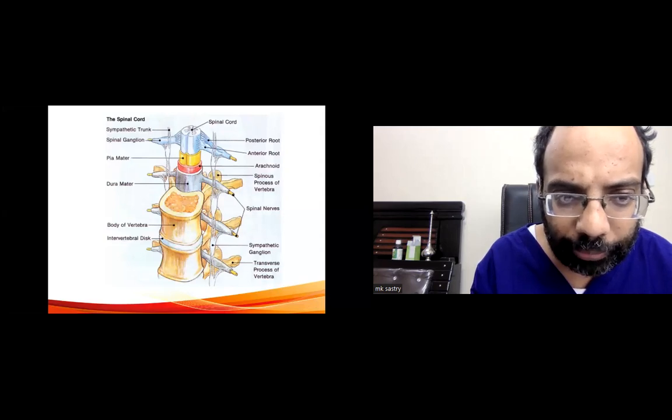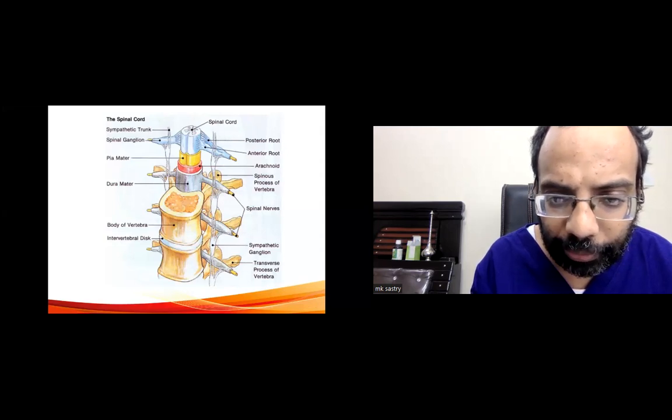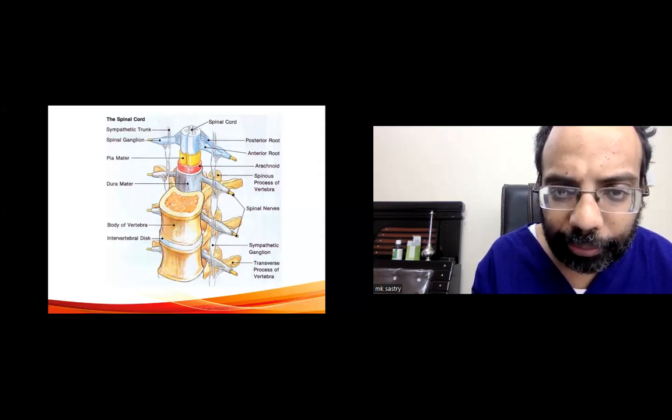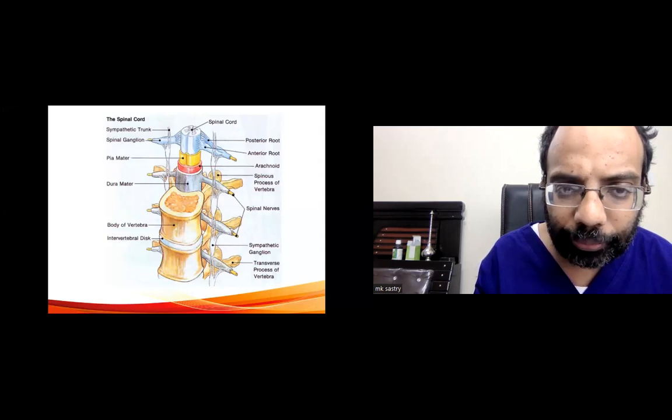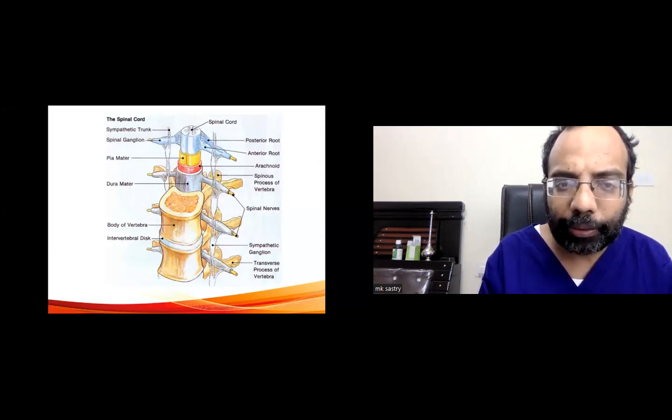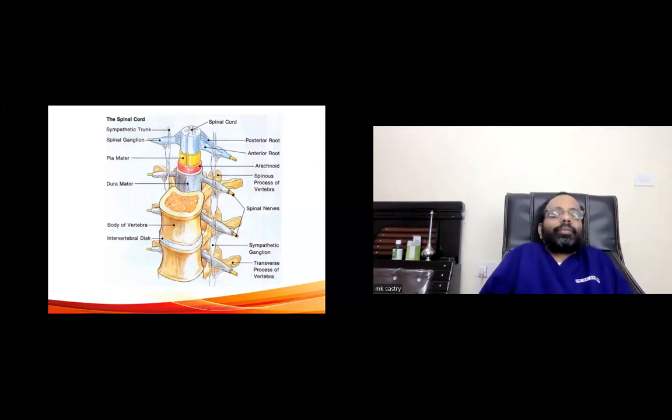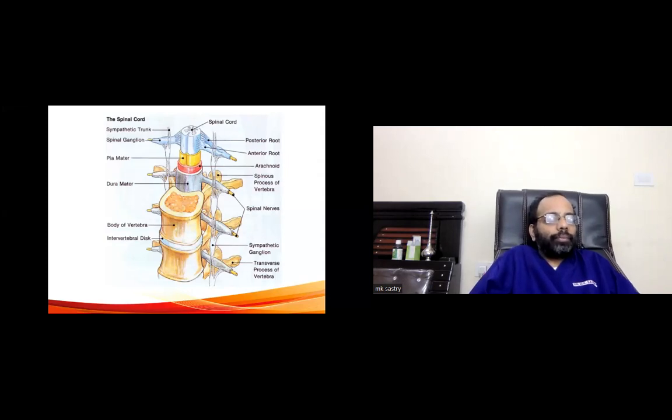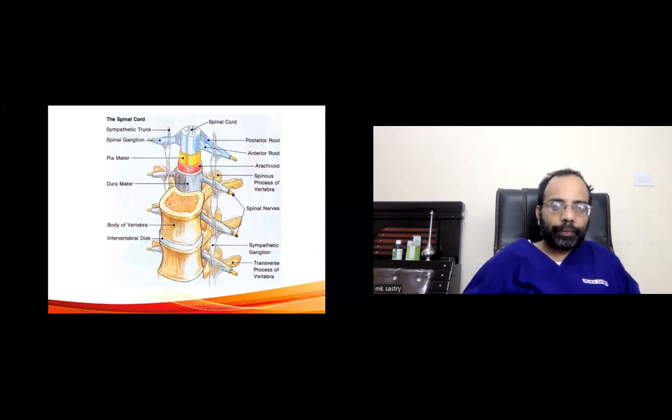These are the dura mater, body of the vertebra, intervertebral disc, sympathetic ganglion, transverse process of the vertebra, spinal nerves, spinous process of the vertebra, anterior root and posterior root, and spinal cord. This is spinal anatomy.